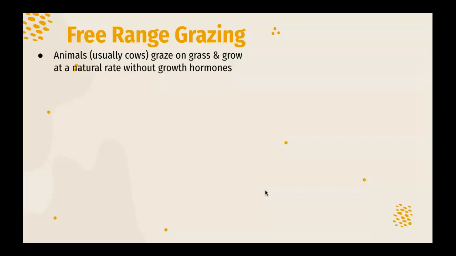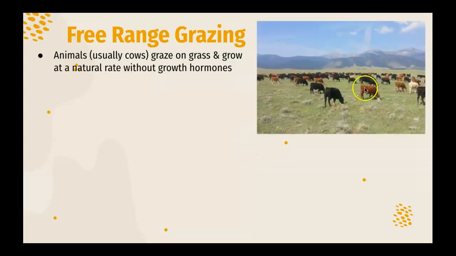And so if they're free-range cattle, they're going to graze on grass. They're going to grow at a natural rate. We're not giving them growth hormones. They're spread out enough so that we don't need to give them antibiotics to keep diseases down low. And so this would be an example, kind of a pastoral picture of cows in a field. And that's exactly what free-range grazing is.